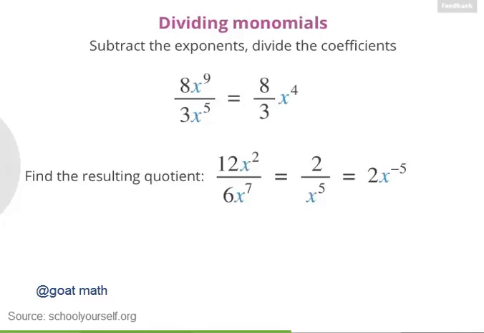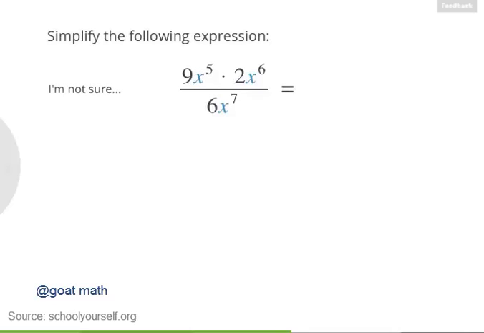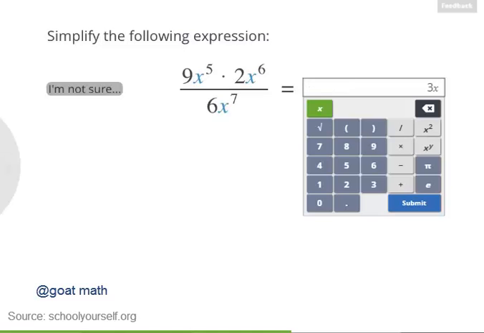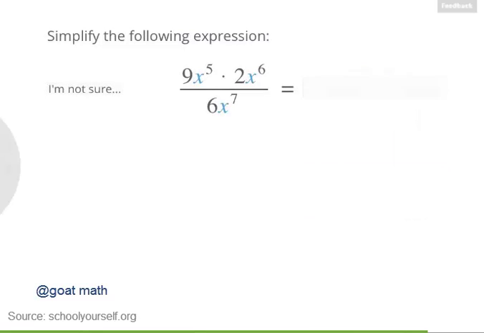So, for your next challenge, suppose you have 9x to the 5th, and you're multiplying that by 2x to the 6th, and then you're dividing this product by 6x to the 7th. Try simplifying this expression, and if you get stuck, click over here and we'll figure this out together. Excellent work! 9x to the 5th times 2x to the 6th equals 18x to the 11th, and then 18x to the 11th divided by 6x to the 7th equals 3x to the 4th.